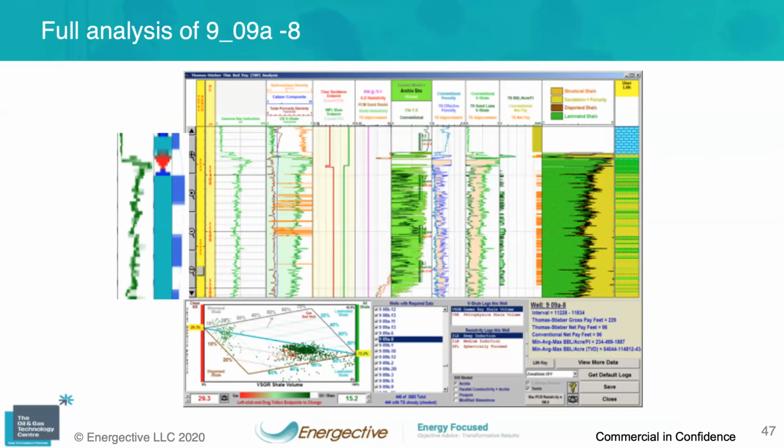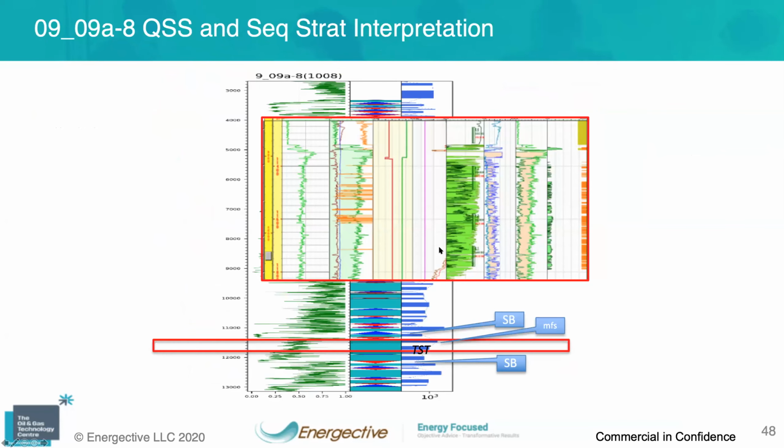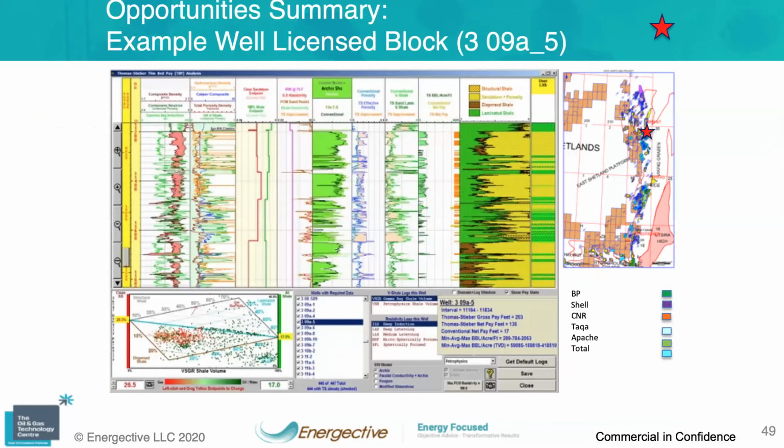Okay, now just another one. Here was our full analysis where we're looking at not only lithostratigraphic tops for Thomas Steiber, but we have sequence stratigraphy here. And if we zoom in on one of them, we can see our sequence boundaries and our maximum flooding surface. And again, we can also vary our Thomas Steiber cutoffs if we see different sequence stratigraphic and lithostratigraphic zones. That's the manual QC that comes after the process.